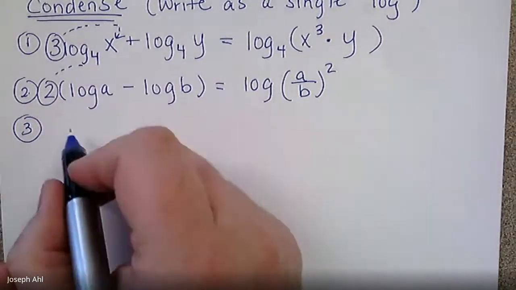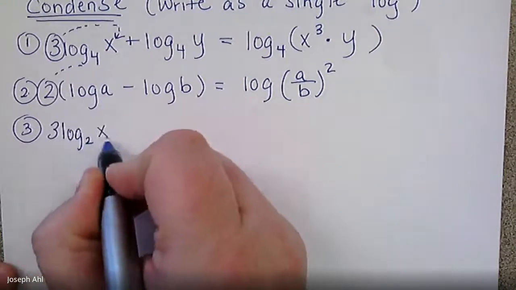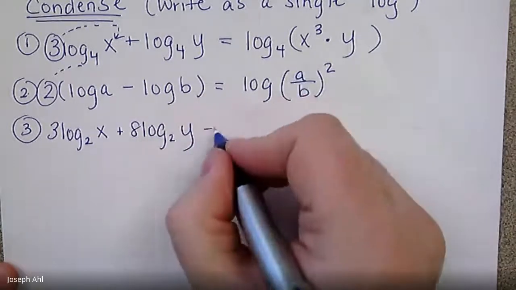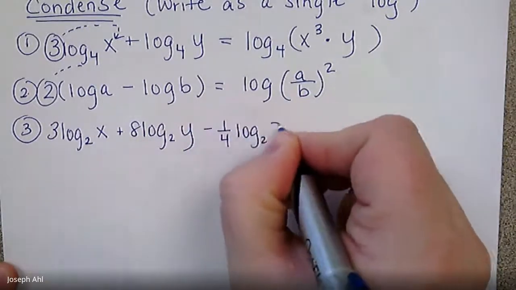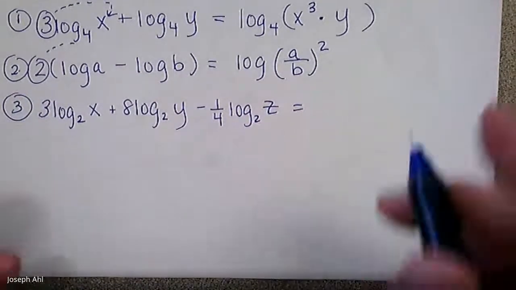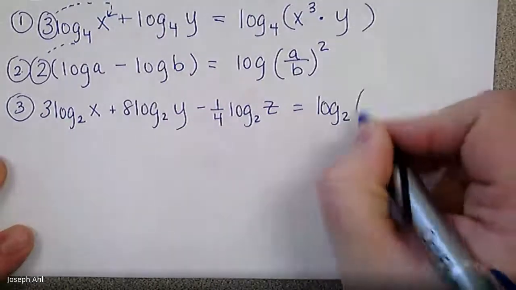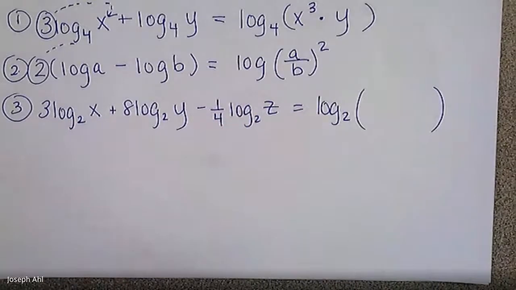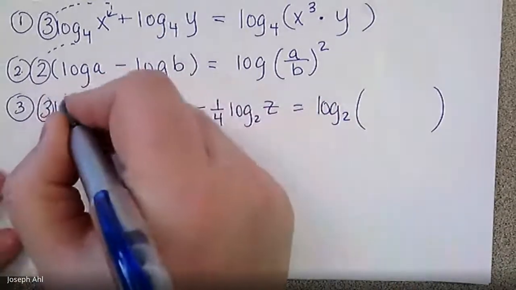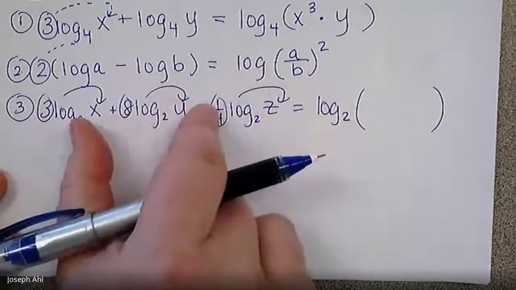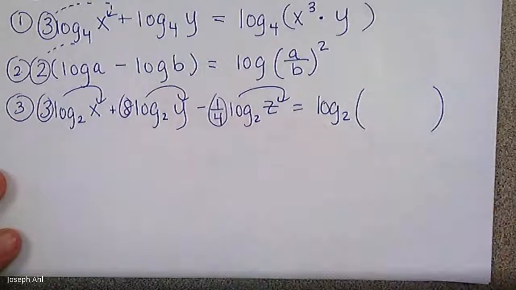All right, and then number 3, if we have 3 log base 2 of x plus 8 log base 2 of y minus 1/4 log base 2 of z, what would that condense to? Okay, well, let's write one big log base 2 here, and then think about all the properties that are happening. This has all 3, doesn't it? We have numbers out front that will come back up as exponents. We have addition, which will become multiplication. We have subtraction, which becomes division. So can you picture what this all looks like when condensed?